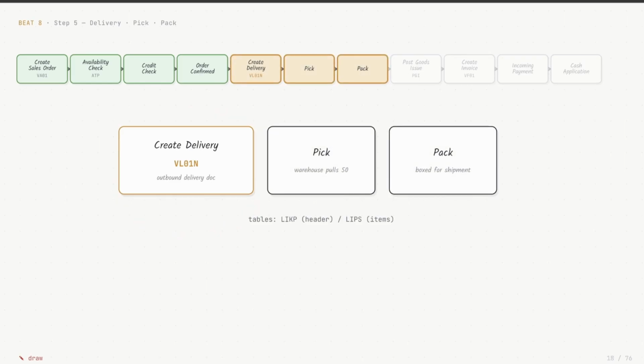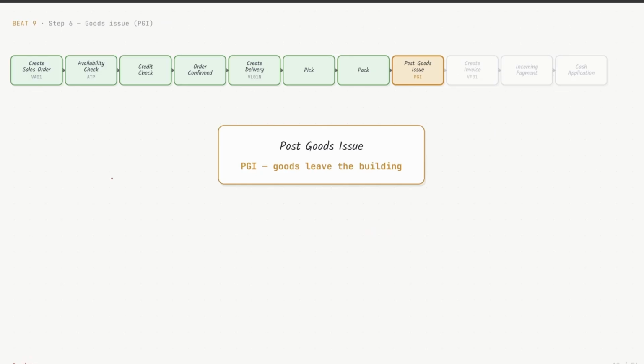Then the warehouse picks the 50 laptops, packs them, and if you watch your log, you would find create delivery, pick, pack. You would find them on your trace, of course. So here, you don't really need to remember the names of the tables. You can find them anywhere on the internet by a very simple search. Now the goods leave the building.